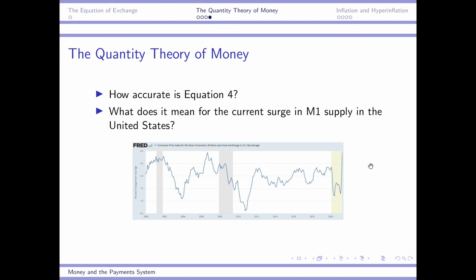But when we care about the US and when we're trying to make policies, we really need to be more precise than that. We need to measure the exact precision of equation 4, particularly with this big assumption that velocity is generally constant. And then we can apply this big theory specifically to what's happening with the surge in M1 supply in the US that we talked about in the last video.